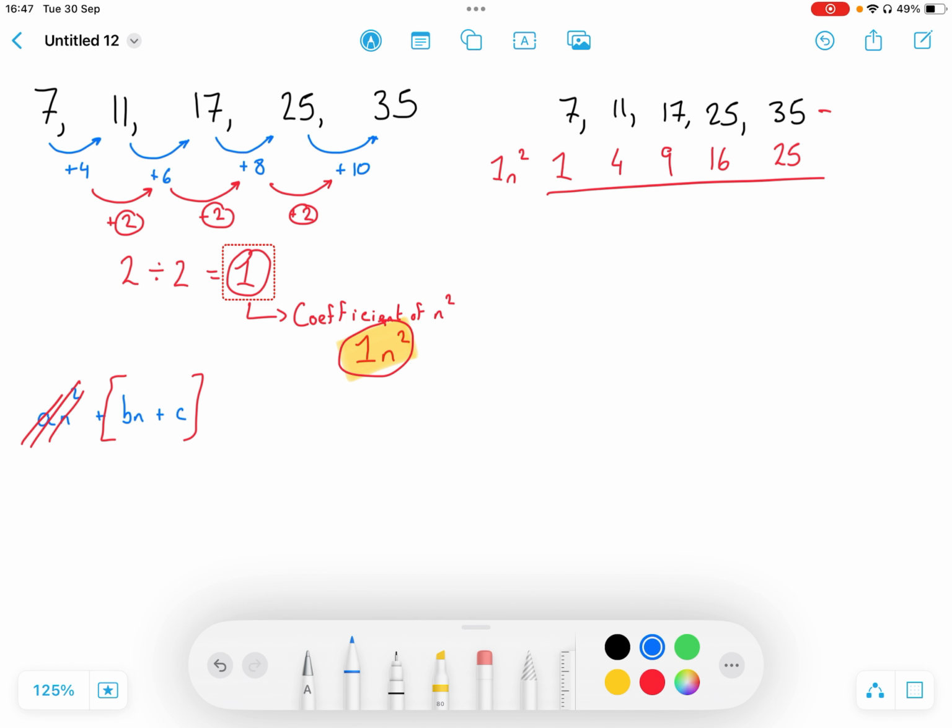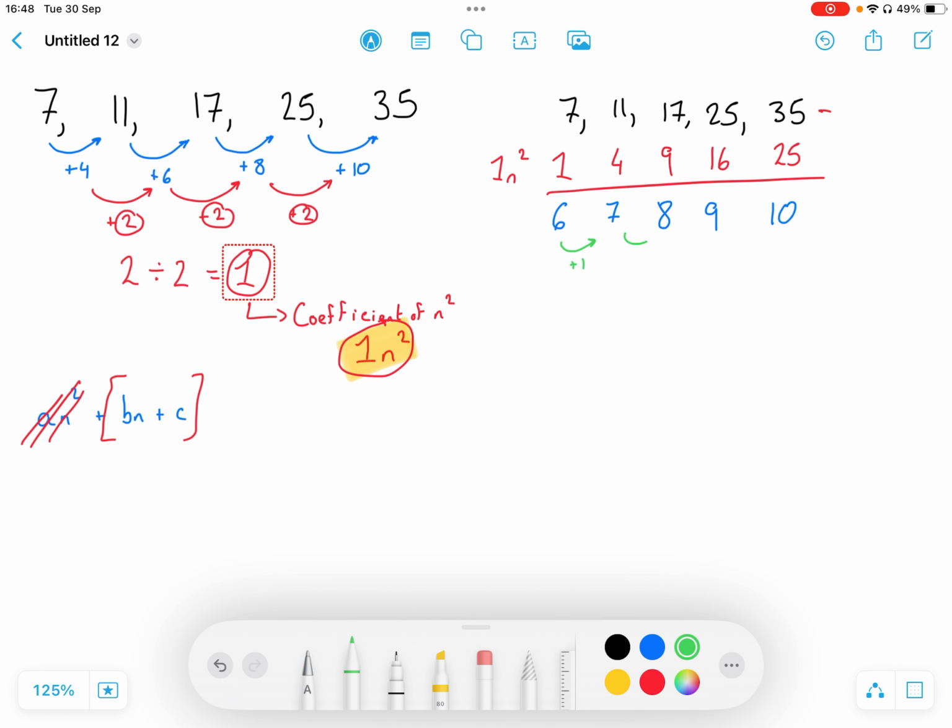So 7 take away 1 gives me 6. 11 take away 4 gives me 7. 17 take away 9 gives me 8. 25 take away 16 gives me 9. 35 take away 25 gives me 10. Now I have got my linear sequence, which I can now find the nth term of using the method I always know how to do. So am I different?